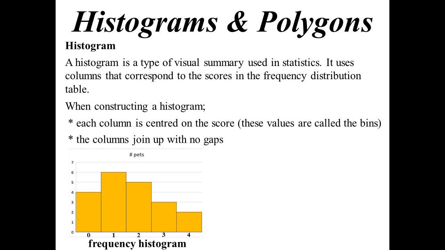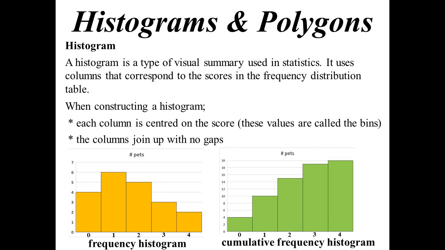Some people like to leave a gap on the left-hand side. You'll see mine's joined up neatly with the vertical axis. It doesn't really matter, but if you do leave a gap, make that gap half the width of your column. The cumulative frequency histogram, so there's our cumulative one, and you'll notice this time we are adding the frequencies each time, so the column gets bigger and bigger and bigger.